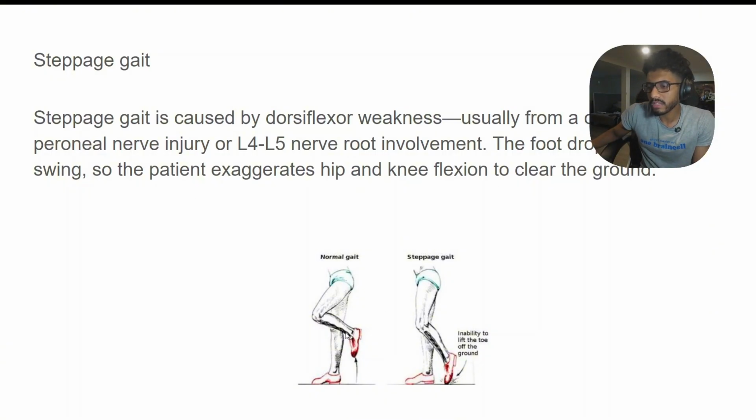So the patient exaggerates hip and knee flexion to clear the ground. In normal gait, this is there. What happens is the inability to lift. They will drop their foot like that. They won't be able to lift it. Why? Two chances: a common peroneal nerve injury or L5 nerve root involvement. When this is not there, they cannot clear the ground, so they lift the hip or knee up. That is called steppage gait.